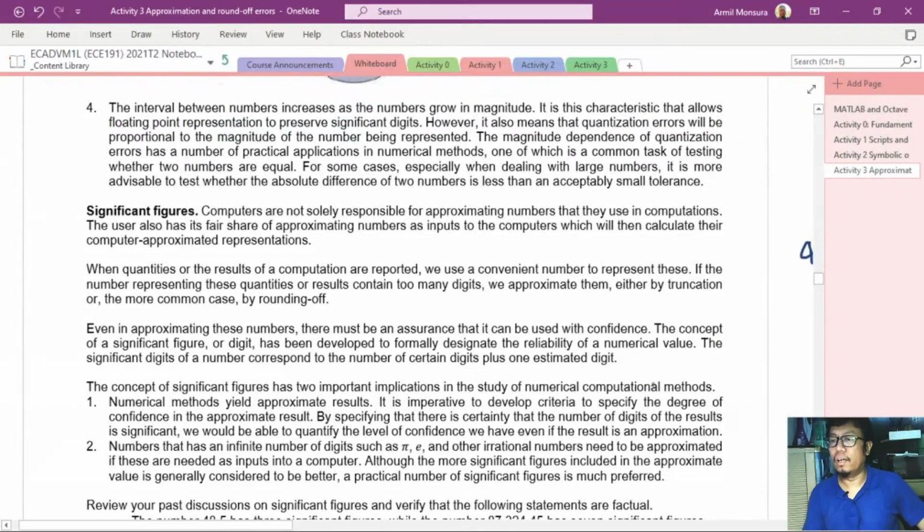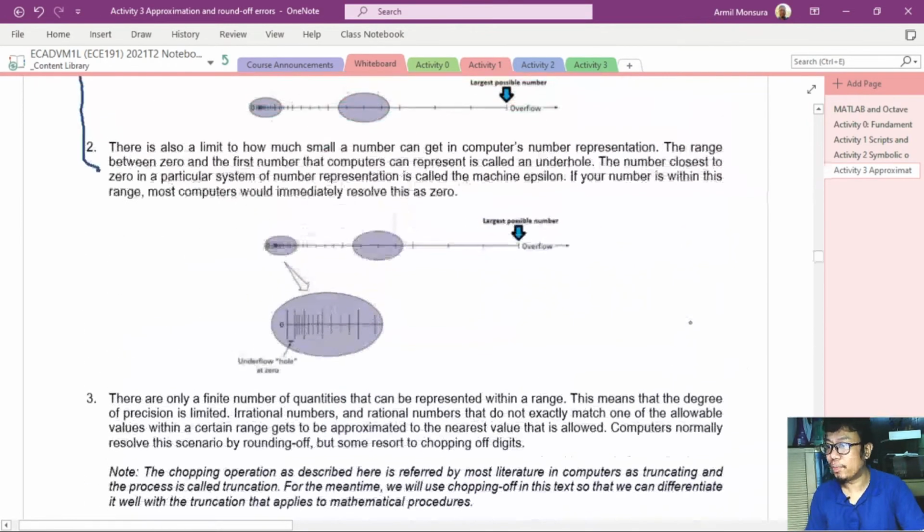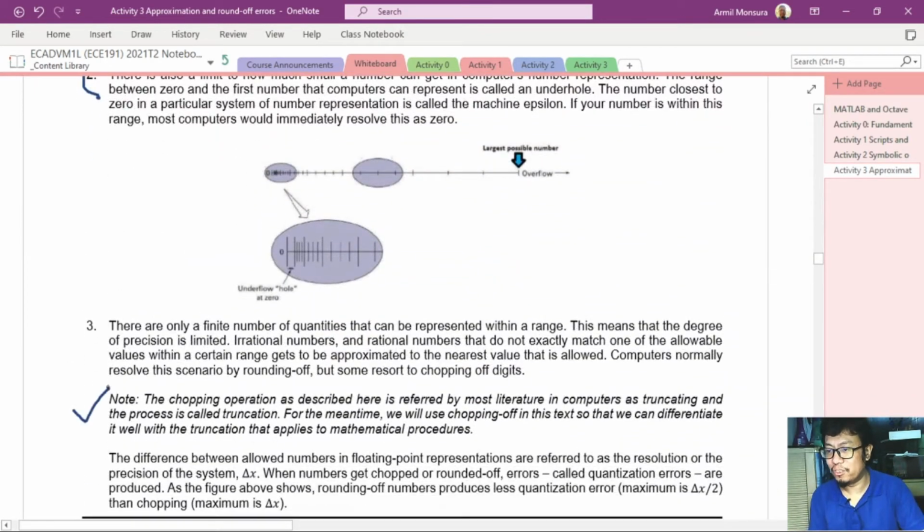Okay. So, yun na nga, when quantities or results of a computation are reported, we use a convenient number to represent these results. Okay. If the number representing these quantities or results contain too many digits, okay, we basically approximate it. Okay, either by truncation, or ito yung in this context we will not use the term truncation, no, or chopping. We will just use the term chopping off. Okay, or chop numbers. Actually in-explain yan dito sa part na to. Okay, in-explain yung term na yan sa part na to.